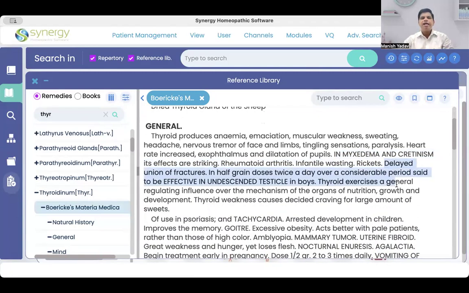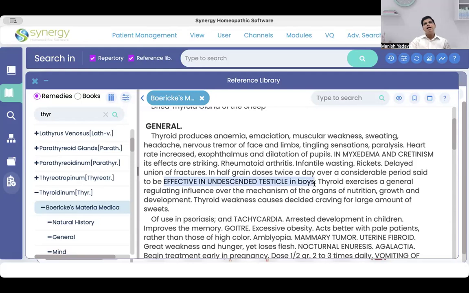Let's read this. Delayed union of fractures, okay. In half grains, twice a day for a considerable period, said to be effective in undescended testes in boys.